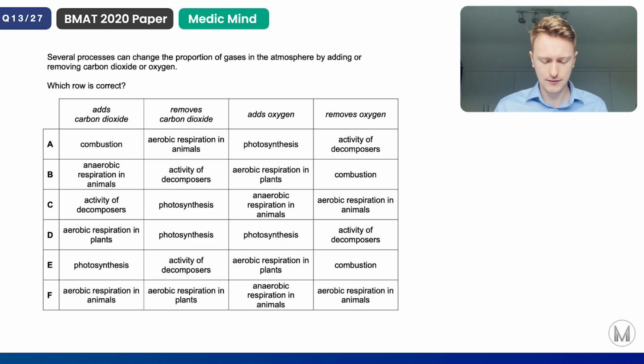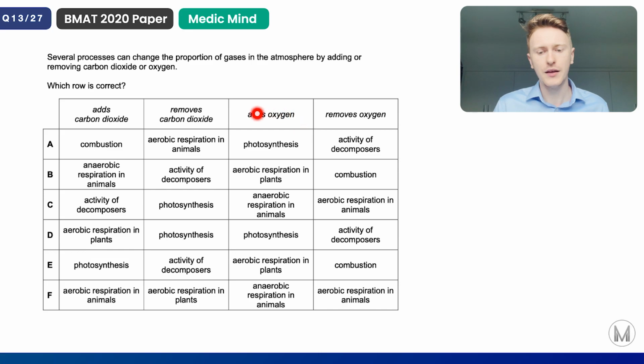My advice would be to focus on this adds oxygen column. That's because you should know that there are very few processes which actually add oxygen to the environment. Particularly when you look at the types of things that we've got in this table. We've got combustion, we've got decomposition, we've got respiration, we've got photosynthesis. Out of that kind of brief scan, only really photosynthesis is adding any oxygen. So this will help us narrow down our answer options quite quickly.